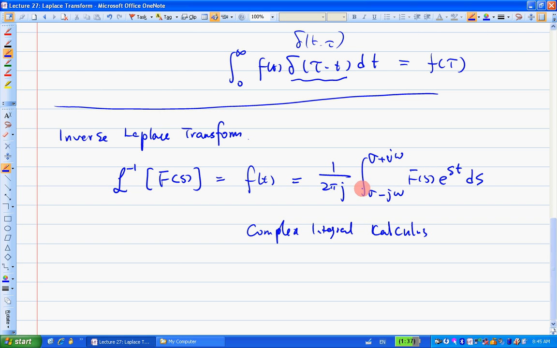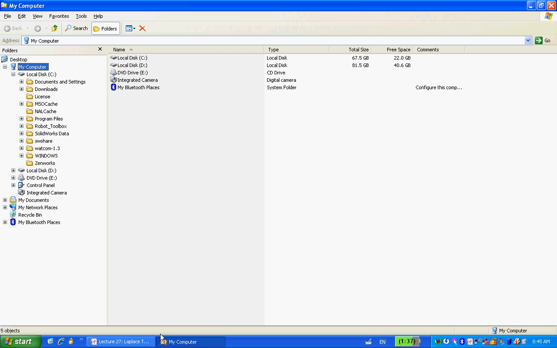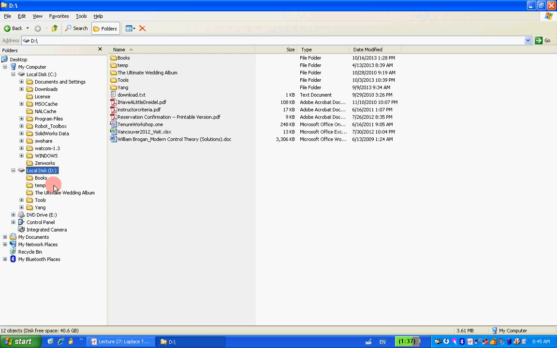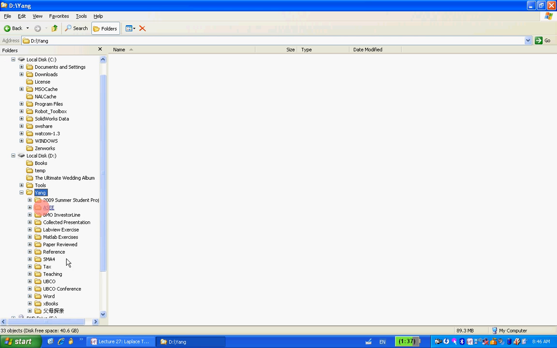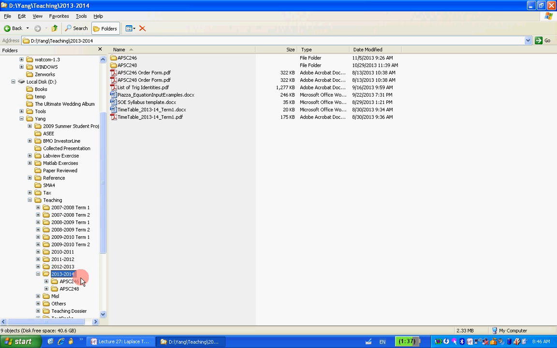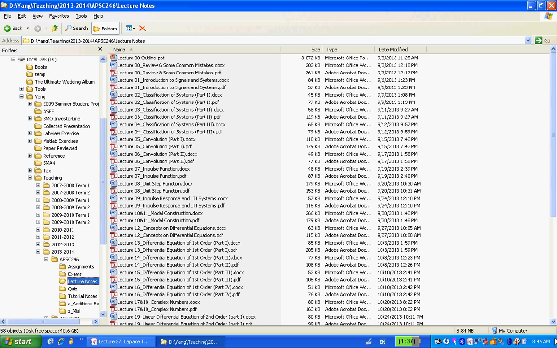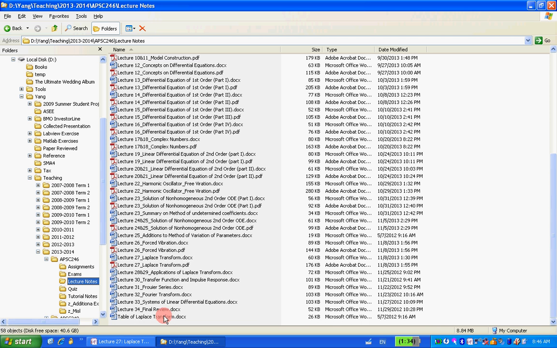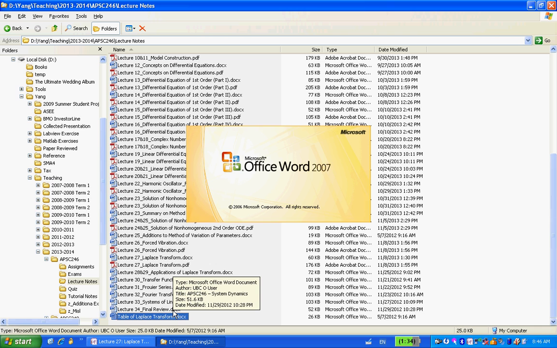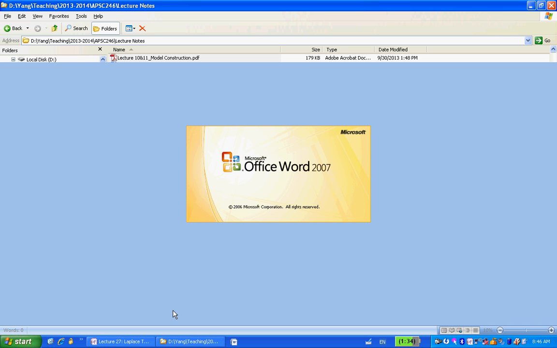For example, if I have a function 1 over s plus 1, you look at your table. I think you can find a formula like 1 over s plus a. Does everybody have a table, the handout? Okay.